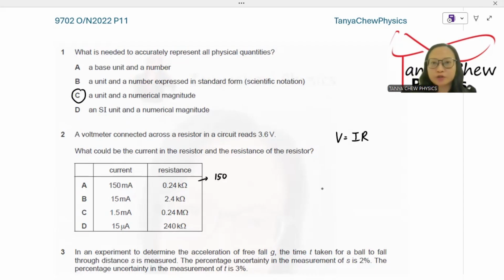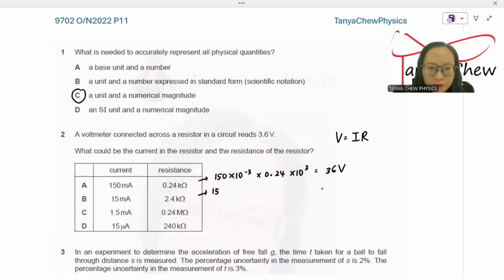150. Oh, this question is basically testing you on your prefixes. Milli is one of the prefixes, carries 10 to the power of negative 3, multiplies by resistance 0.24. Kilo is 10 to the power of 3. So I got 36 volt. A is definitely not your answer because we need to get 3.6 volt.